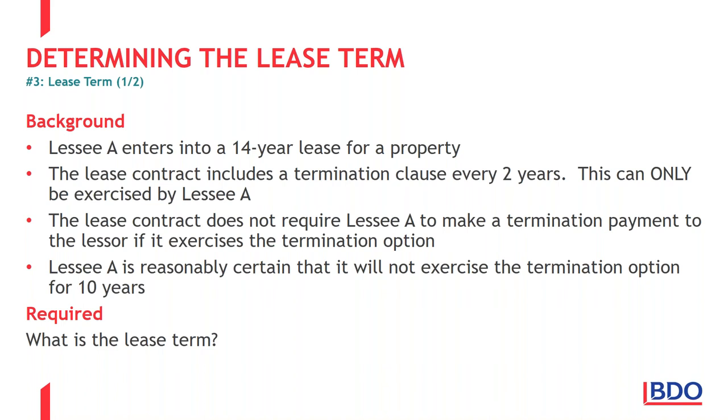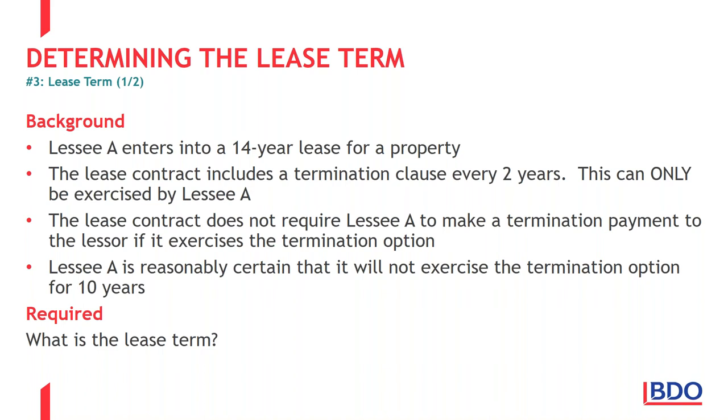So the lessee says, I've got a 14-year lease. Every 2 years, I've got the option to walk away. In this situation, what is the lease term? And they've assessed that they're reasonably certain not to exercise. So the lease term in this situation would be 10 years. And a 10-year lease term can be enforced by the lessee. Lessee A does not expect to exercise termination options for a period of 10 years.